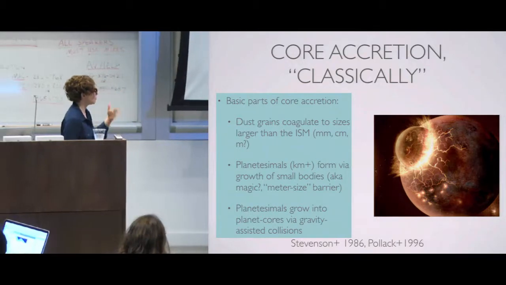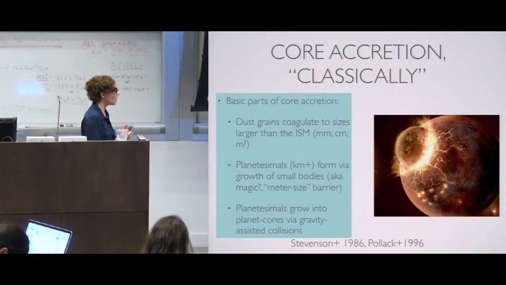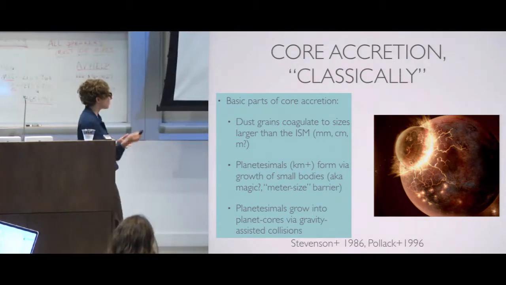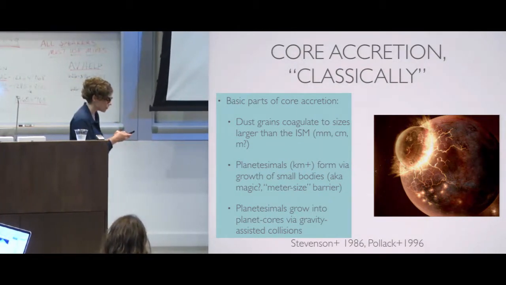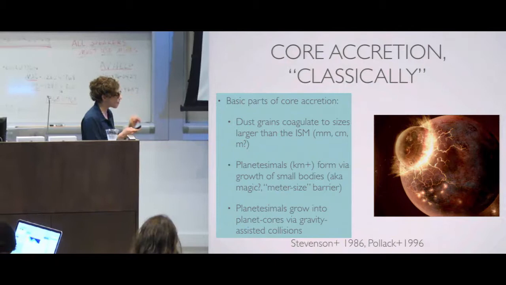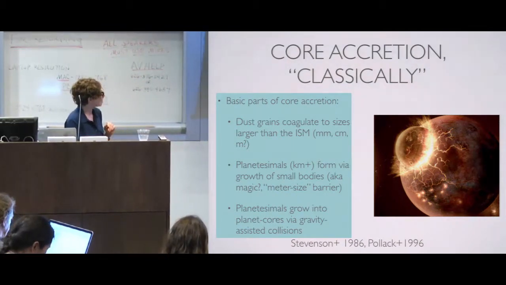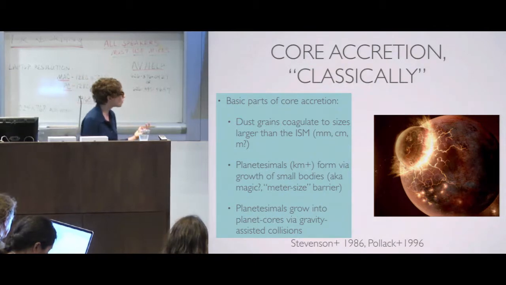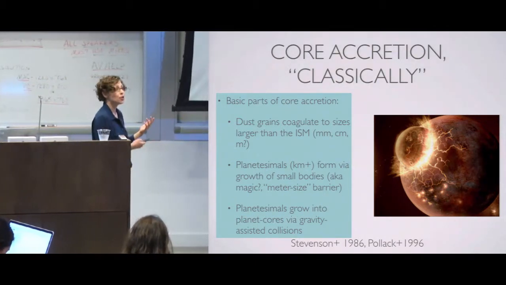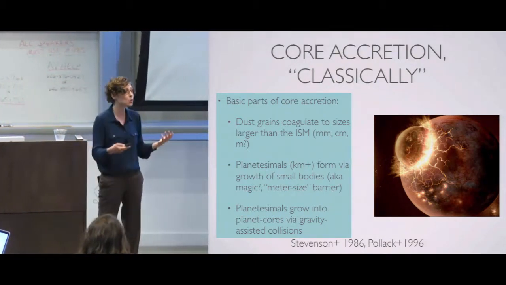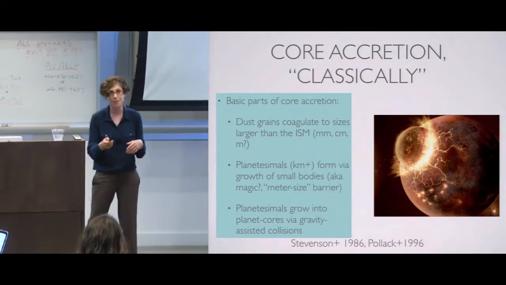And so this process proceeds, and there's been a lot of theoretical work on exactly how it proceeds, whether the largest bodies grow fastest, and I'm not going to get into those details, but just think of it as gravity-assisted collisions. And these gravity-assisted collisions basically will make the cores of giant planets and terrestrial planets. Things get up to a few Earth masses in size, we think.